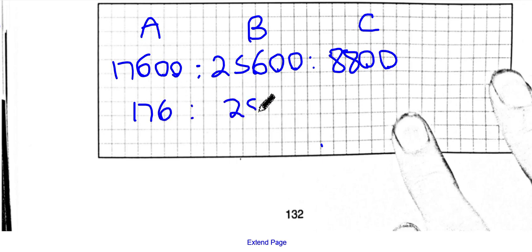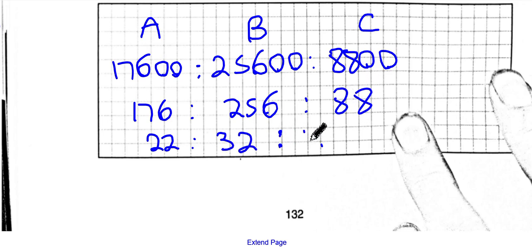176, 256, and 88. Okay. Do you want to divide by 2 or 8? They're all even numbers, aren't they? You could divide by 2, but I'm feeling a bit lazier than that. I think we'll get away with 8. Will somebody divide 8 into 176? What do we get? 22. Divide 8 into 256. I think it's 32. And 8 into 88 is 11.